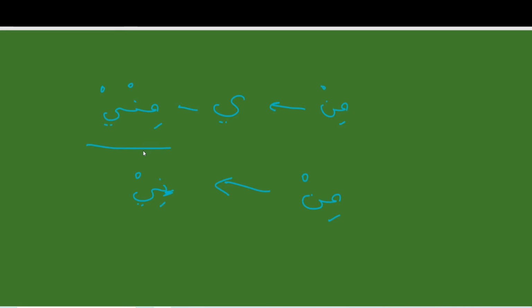This whole nun and ya is called nunul wiqaya. Nunul wiqaya means the nun that protects, that represents the first person. So this is actually dhamir muttasil. Nun and ya is actually dhamir muttasil.